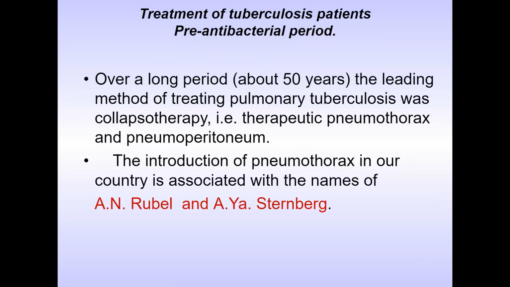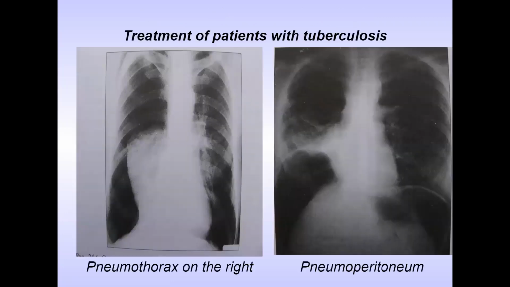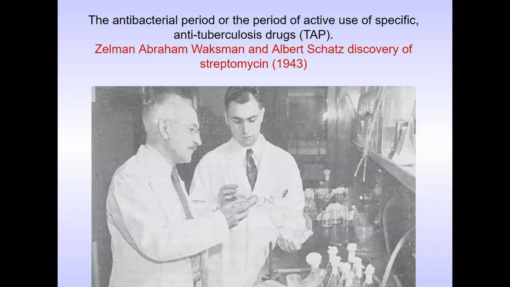Over a long period, about 50 years, the leading method of treating pulmonary tuberculosis was collapsotherapy. The introduction of pneumothorax in our country is associated with the names of Rubel and Stenberg. In this picture, you can see pneumothorax on the right side and pneumoperitoneum. In this picture, you can see the doctors Waxman and Schatz, who discovered streptomycin.